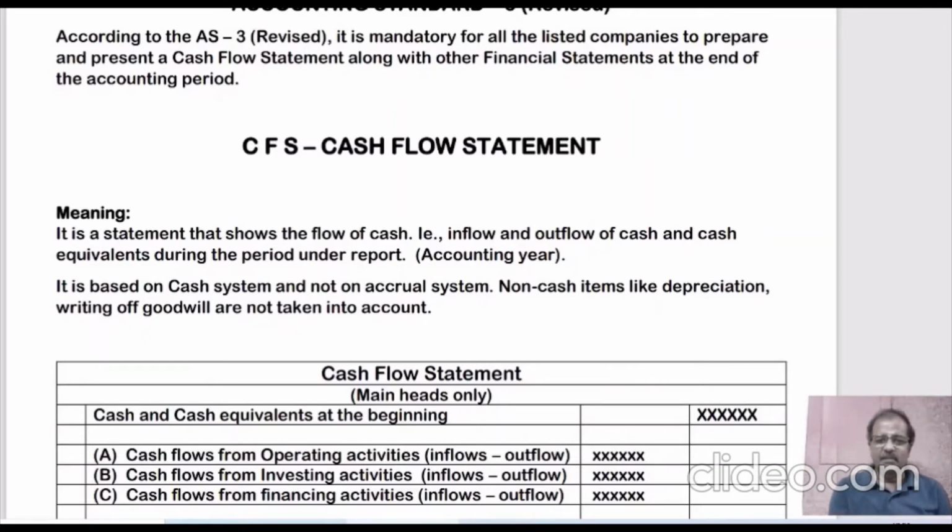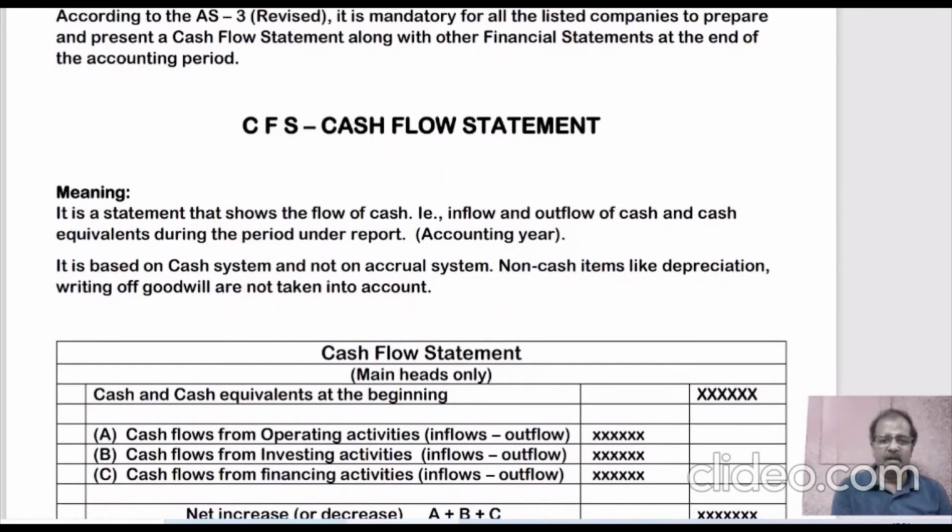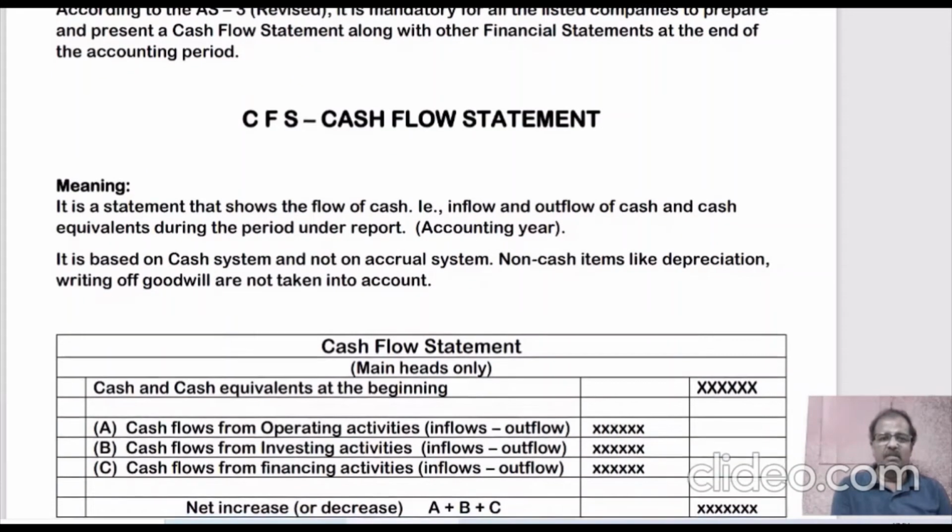Now the second point states that non-cash items like depreciation and writing off goodwill are not taken into account. You might remember that on the debit side of the profit and loss account, you have an entry like depreciation being debited, and if the goodwill is to be written off, it is debited. So these are called non-cash items. These non-cash items were found in the profit and loss account, whereas these items are not at all found in the cash flow statement. So these two are very important points at the beginning you need to remember.